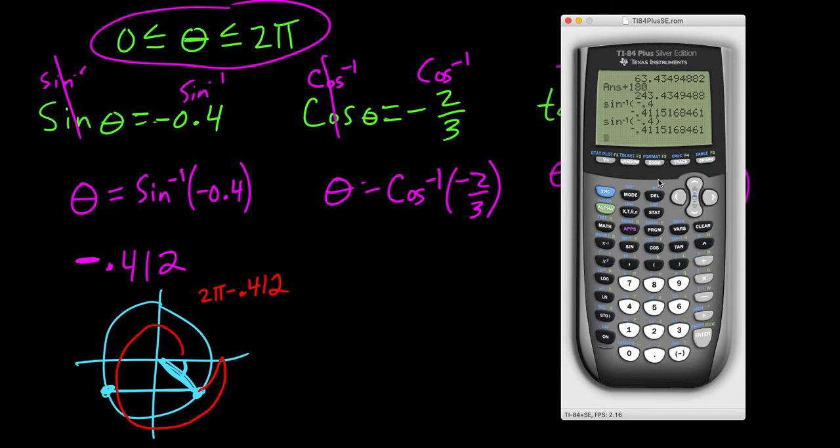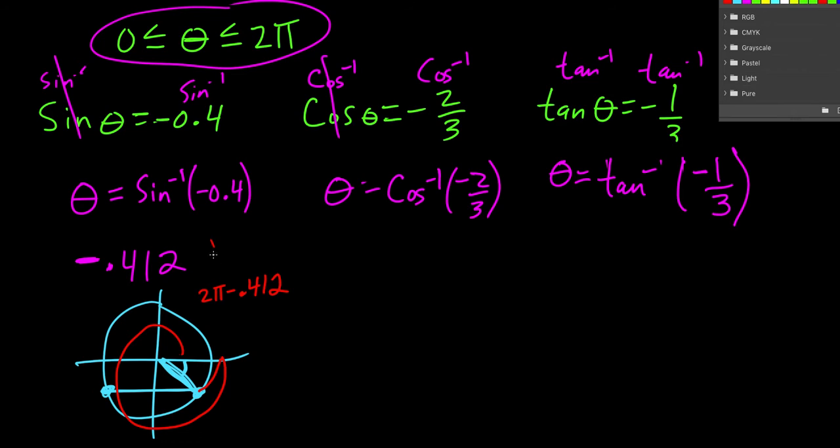So it's a little more complicated, right? We're going to say 2 times pi, plus my previous answer because it's negative. And that's going to give me 5.87. Okay, so first answer, 5.87.